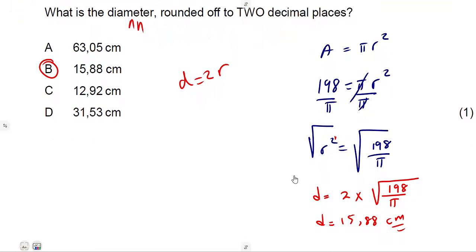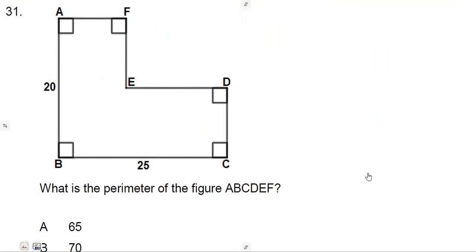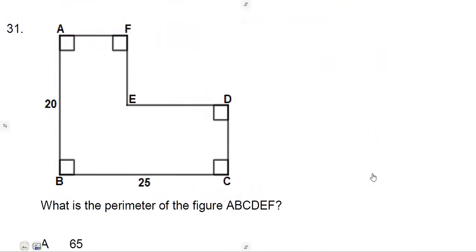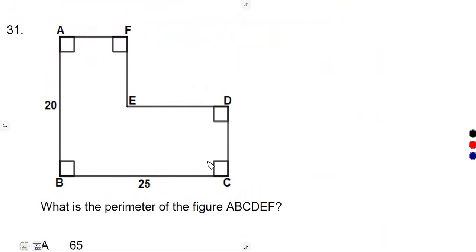So that's 30. Let's move on to 31. In this case, they're asking for the perimeter, the distance right around the shape. If we consider the diagram, we can see that we have missing values from A to F, from F to E, from E to D, from D to C. There are so many ways that can be used.